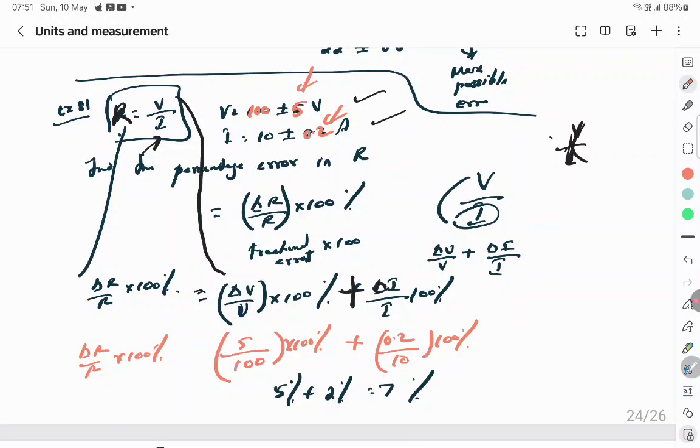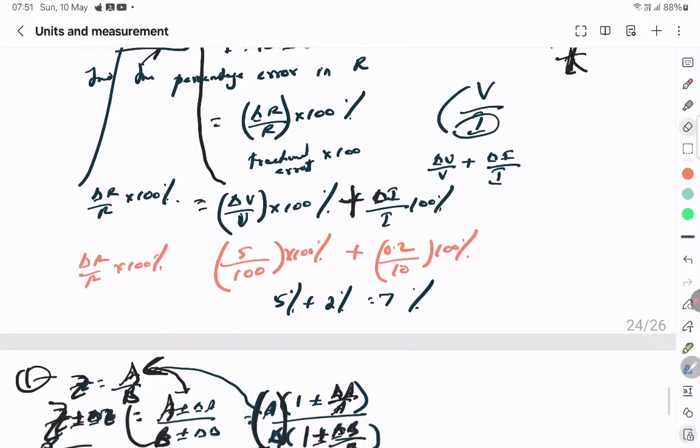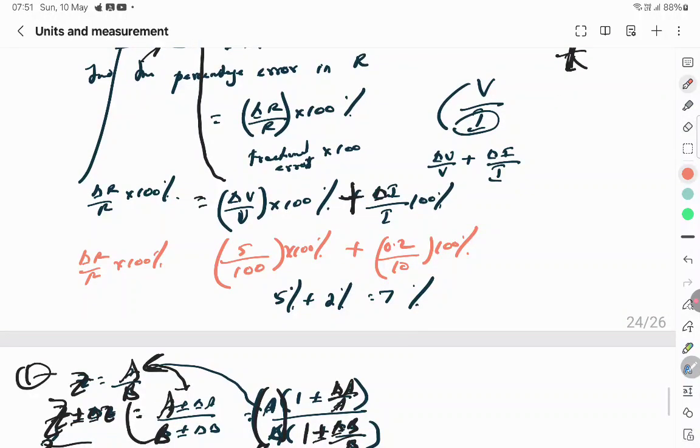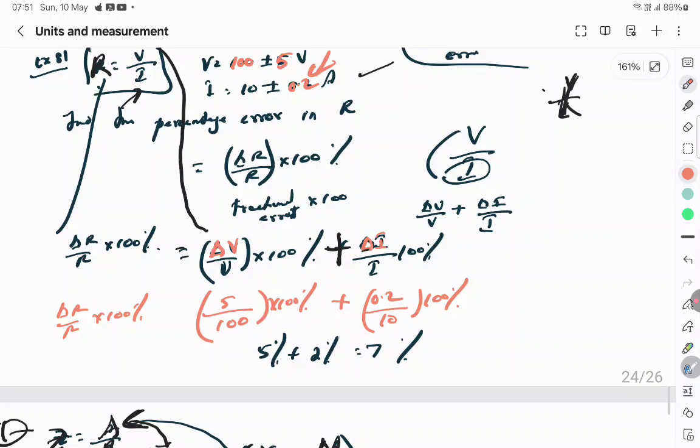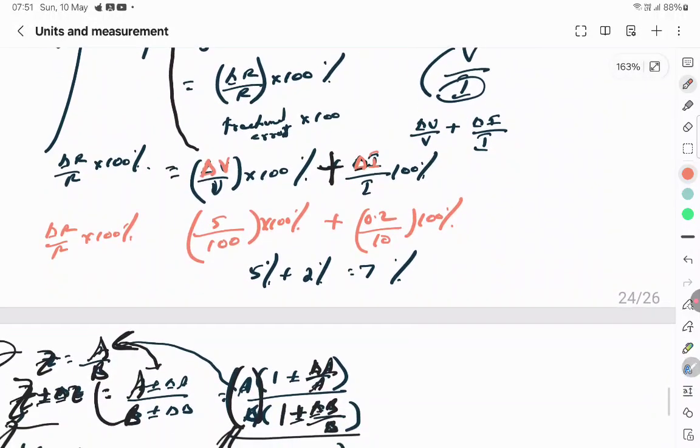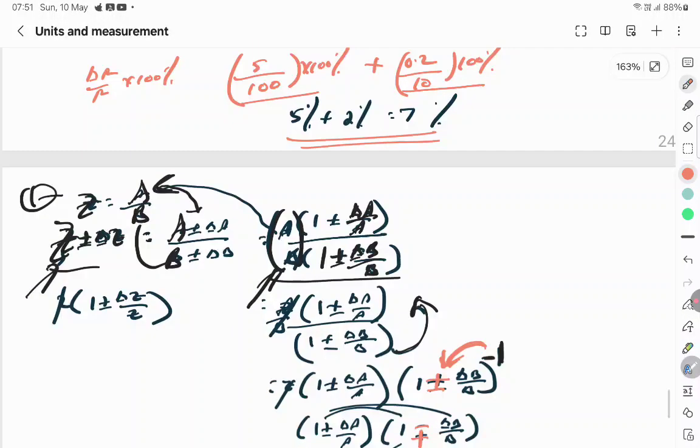No, they've given only the errors, not the percentage error. The 5 and the 2 volts are the errors. Substitute that in the error. Delta V is the error in voltage, and delta I is the error in current, which are 5 and 0.2 respectively. Plug it in this formula, and you'll get the total percentage error to be 7%.